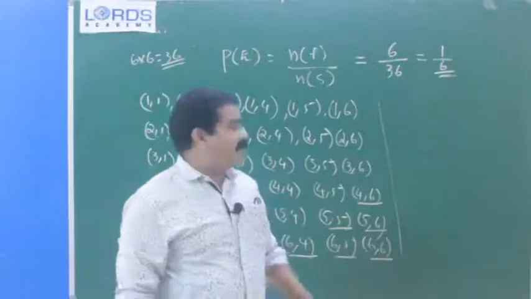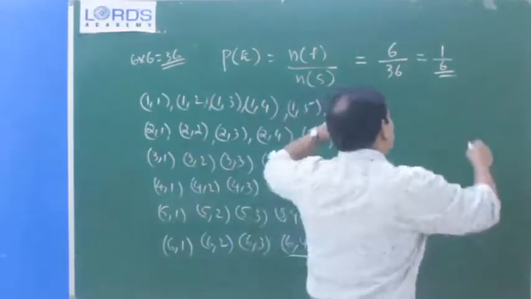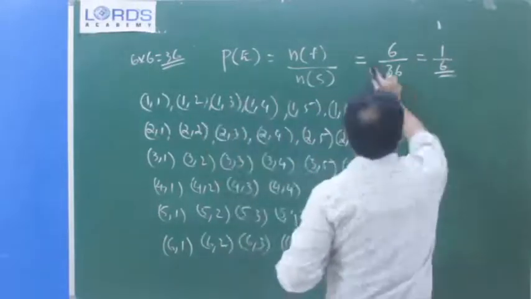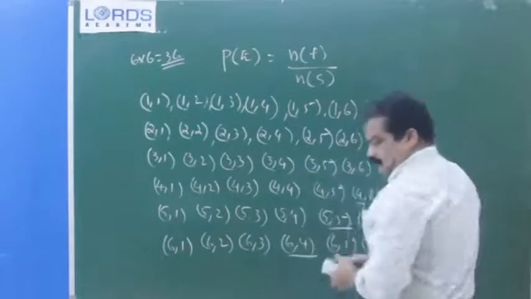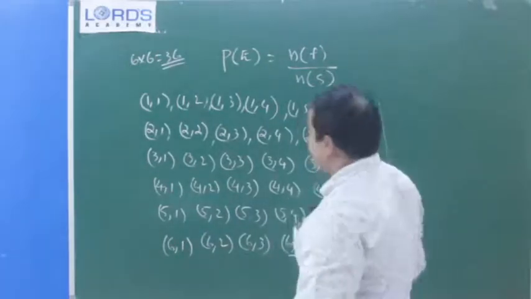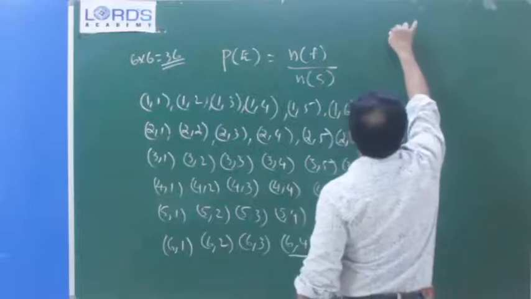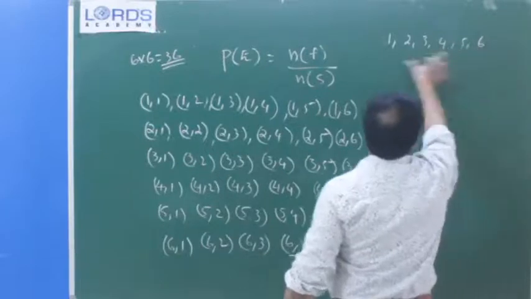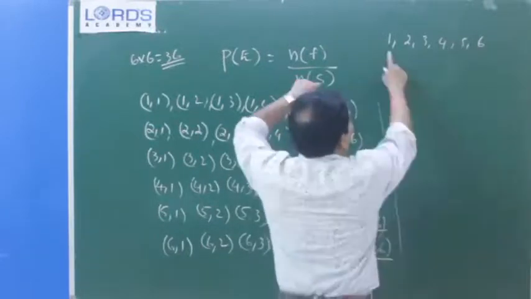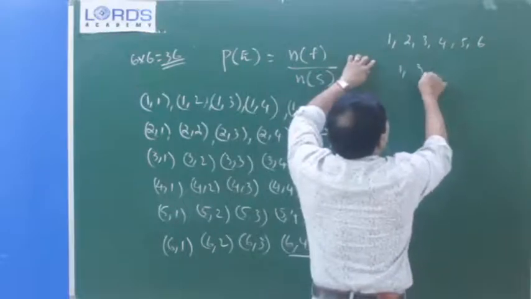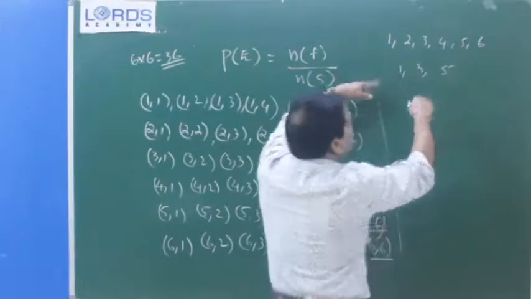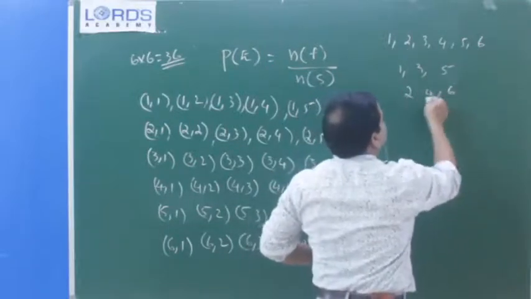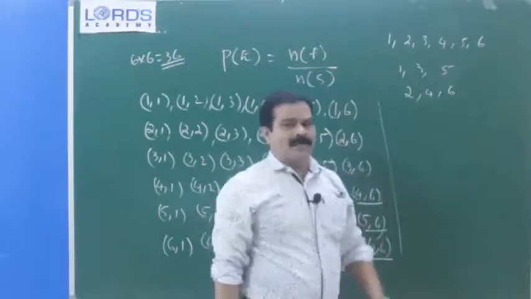For this, we have the numbers on the die: 1, 2, 3, 4, 5, 6. From this you select the odd numbers, that is 1, 3, 5. Then you select the multiples of 2 from this, that is 2, 4, 6. Then you can arrange them.